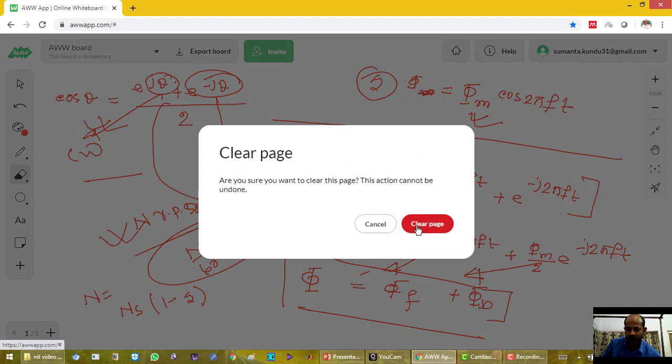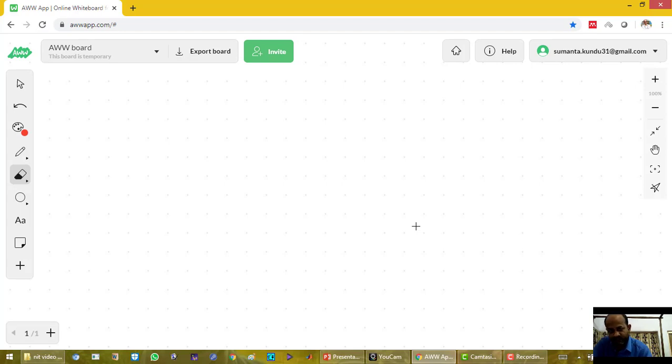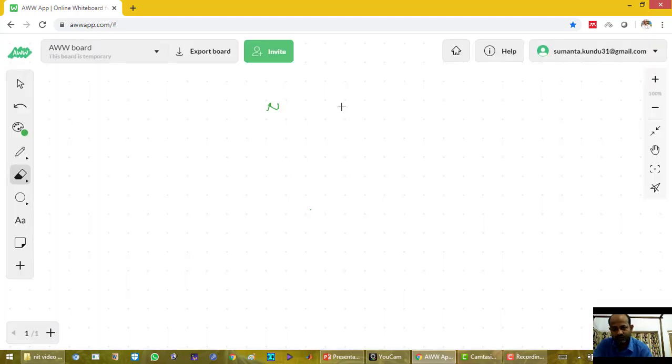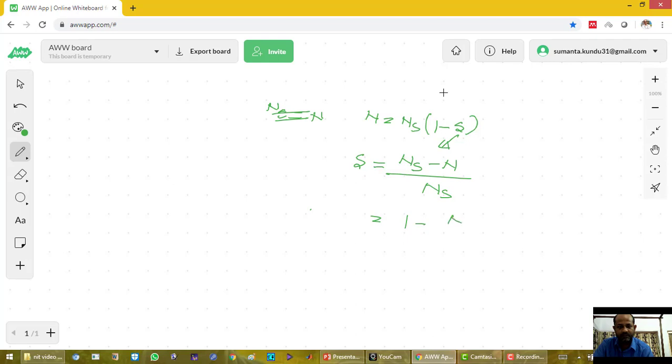Let me clear this page. So again we know n equals ns into 1 minus s, where s equals, from here we get, ns minus n by ns, that is equal to 1 minus n by ns. So s equals this, right?